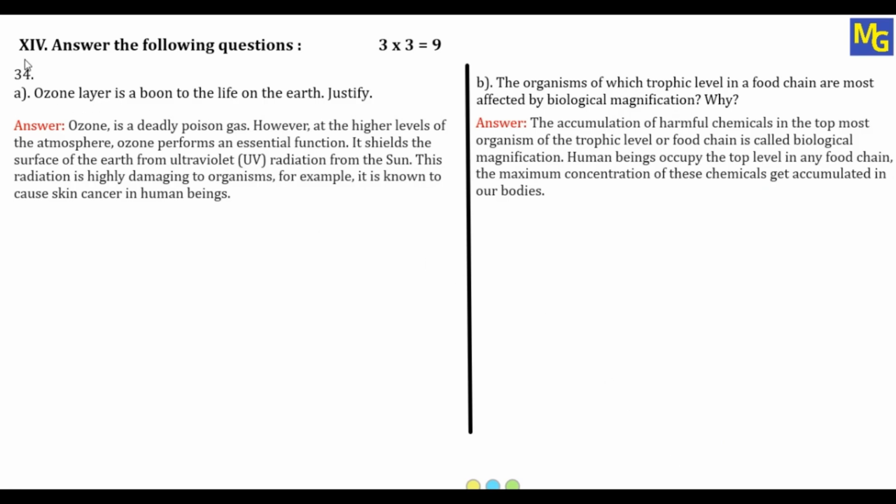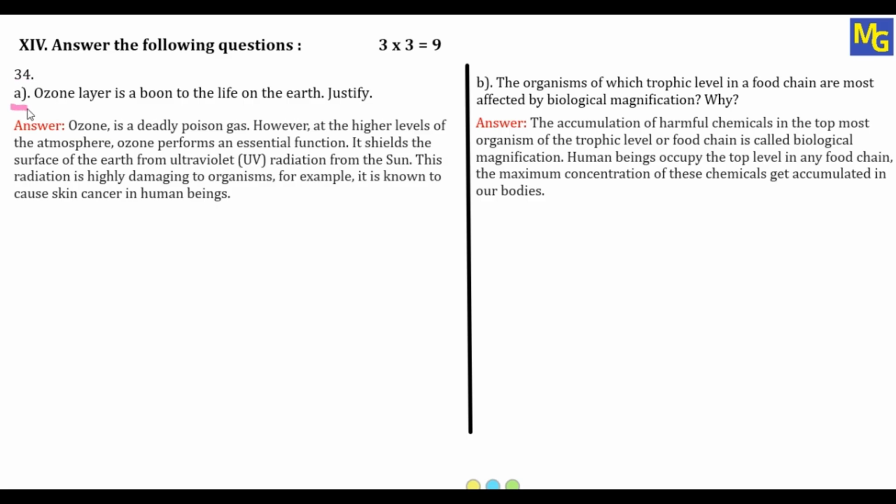So now we are going to start with question 14, that is, answer the following questions. Here we have to answer 3 questions. Each question carries 3 marks. So the total marks we are going to get from this section is 9. Question number 34 we will start, which again has A and B parts.